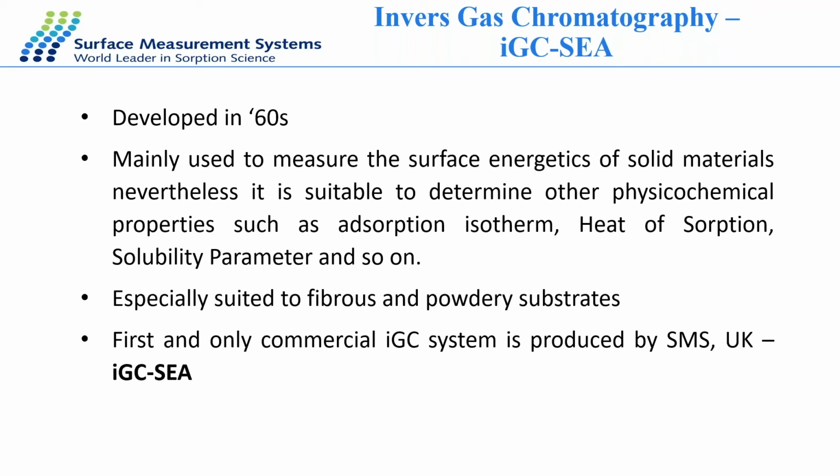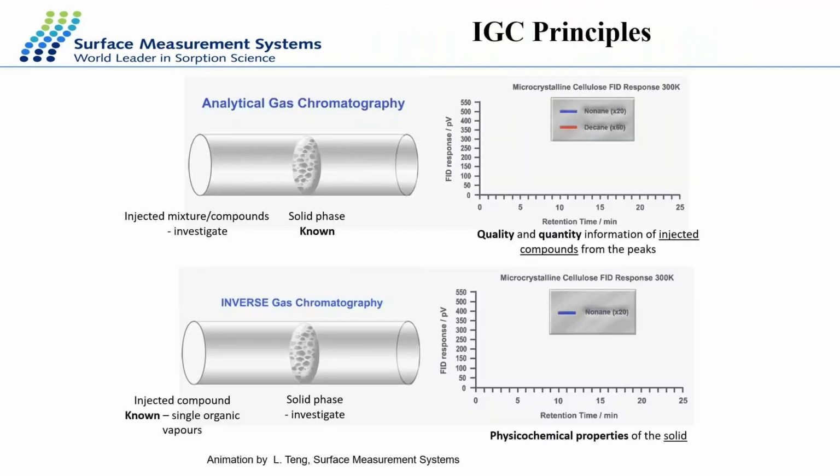IGC was developed in the 60s, and at the beginning, everyone just used an analytical GC by converting it to IGC measurement. SMS is the first company, and so far the only one, producing a commercial IGC system. And we call our IGC instrument SEA, Surface Energy Analyzer.